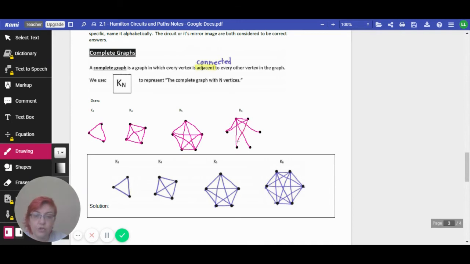Now, if you're using a straight edge on a piece of paper, your graphs are going to look a lot better than mine. But if you don't have these printed out, that's totally fine. You can go ahead and just draw 6 points on a piece of paper and draw the connections. And there we go.